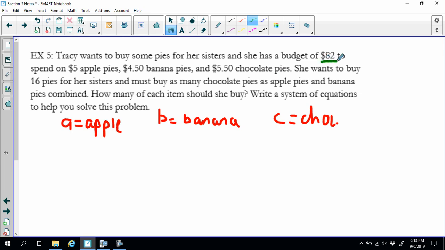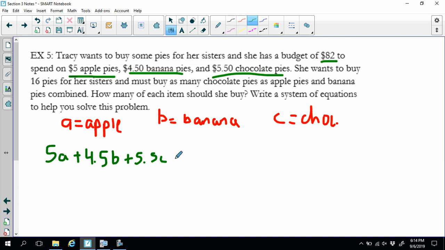She can only spend a total of $82. And notice that they gave us the price for each of the pies. So what we're going to do is take that price and set it equal to our 82. So we have 5 times A, so for every apple it's $5, plus $4.50 for the bananas, and then lastly, $5.50 for the chocolate. And then we're going to set that equal to 82.